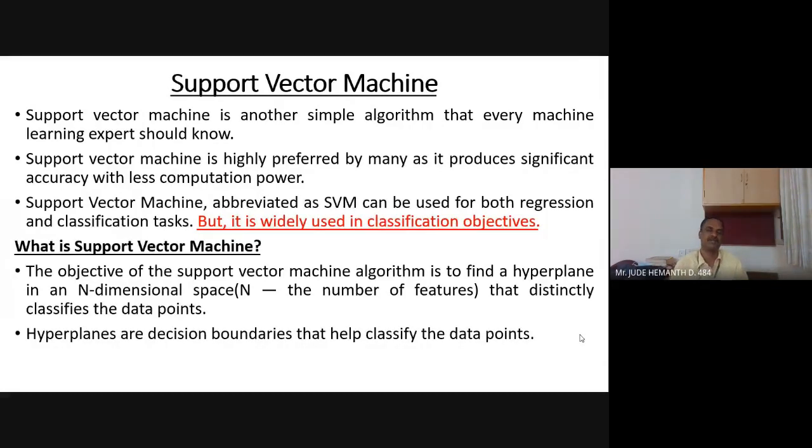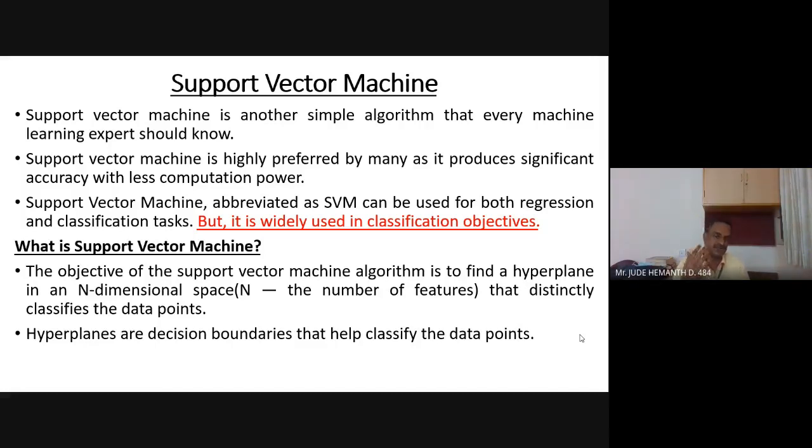They are decision boundaries that help classify the data points. Right? So try to find out all the data which are on one side of the line and all the data which are on the other side of the line. So whenever you have testing data, try to find out whether it is above the line or below the line. Then you can put that data into that specific category. This is the process of your classification.